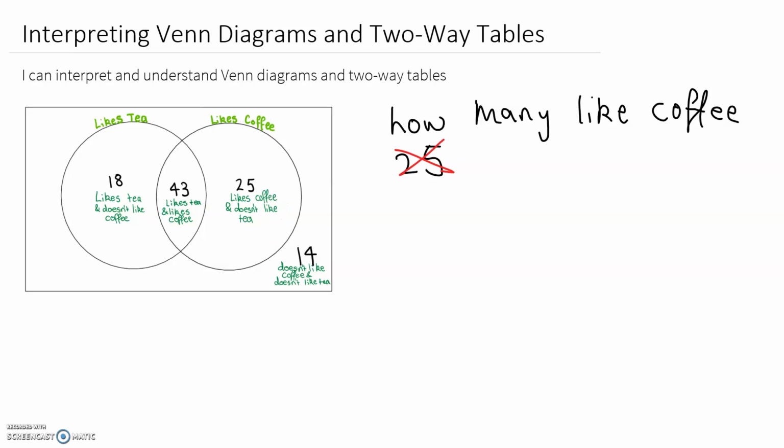There's 25 people who like coffee and don't like tea. But we've forgotten about these 43 people who still like coffee, but they also like tea. And they're still part of this whole circle. All of the people who like coffee are in that circle, not just this side with the 25. So actually, there are 43 people plus 25 people who like coffee. So in total, we add them together and we get 68 people.